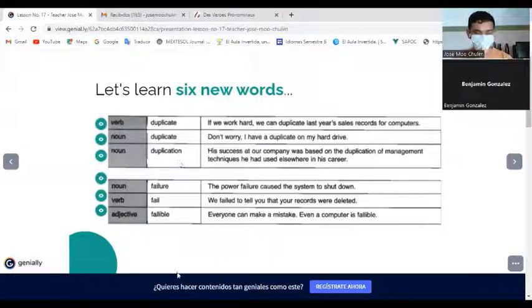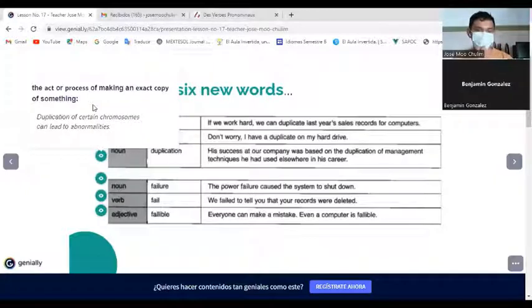In this case, your company was based on the duplication of management. Okay, it's like replicate. In this case, it is the process. Okay, so let's see what I mean. The act or process of making an exact copy of something. El acto o el proceso de hacer una copia exacta de algo. Okay, en este caso es cuando estamos en el proceso.